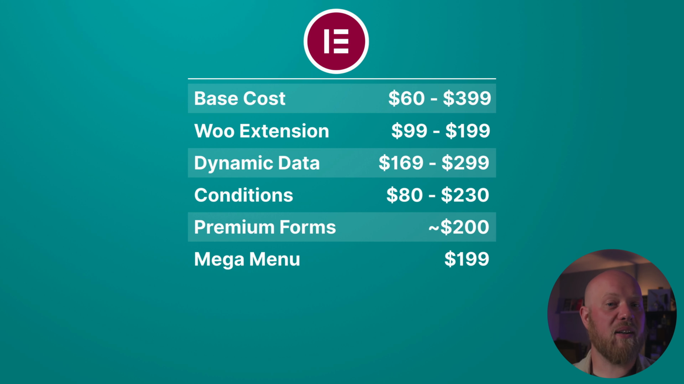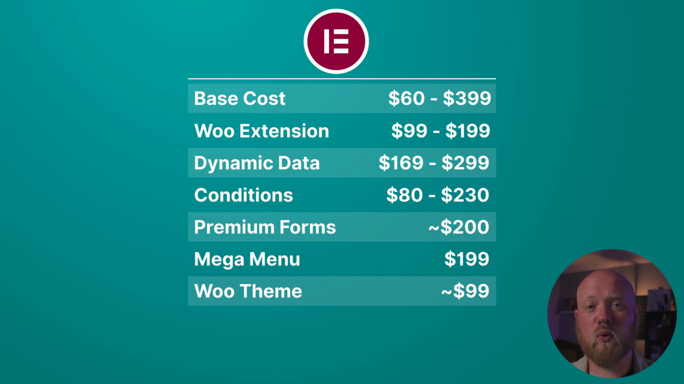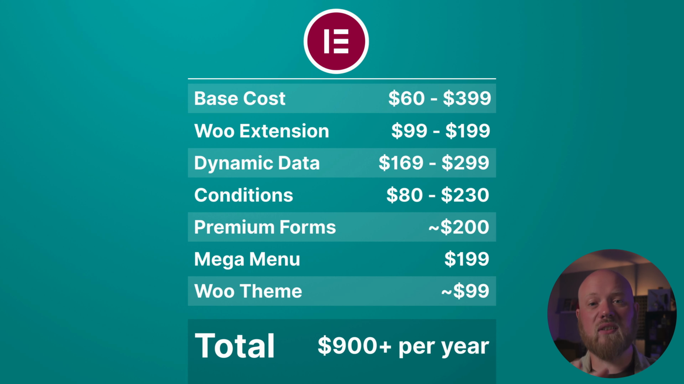Add in a third-party mega menu element and you're looking at another $199 per year. Finally, for more global WooCommerce styles, you'll need a premium theme, which is usually around $99 a year. If we use the lowest prices in each range, you're looking at a yearly cost of at least $900 to use Elementor and get all of these key features. If you have multiple sites, the price climbs even more.